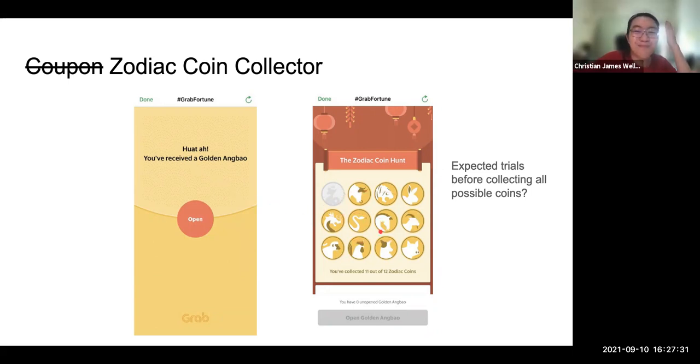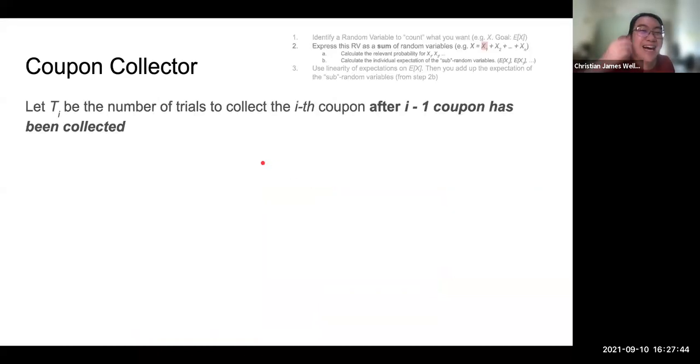Okay, so that's another perspective, maybe if the coupon is too abstract for you. It's rigged. Yeah, I think the probability is not the same, so I think coupon collector analysis cannot be used here. Yeah, so it's very rigged. Let's focus on coupon collector now.